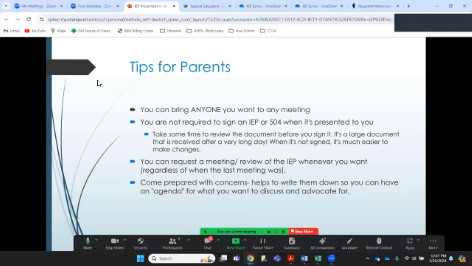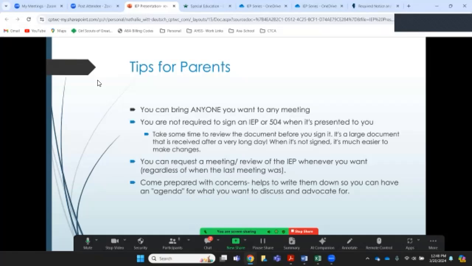So take some time. And especially after that meeting, even though it can only be anywhere between 1 to 3 hours, that's a long time to be sitting and talking, and the anxiety about what's going to happen with your child and the services that they're going to receive. So just take some time, take that document home, look it over, highlight things, make notes, things like that, so that you can have a better understanding. Because once you sign off and say, yep, I agree, this is what we're going to do, then you're going to have to call an IEP revision to have any changes. So if it's not signed, it's easier for you to just make those changes.